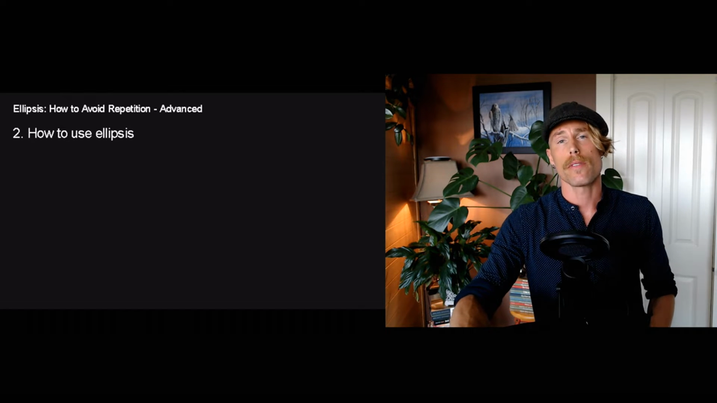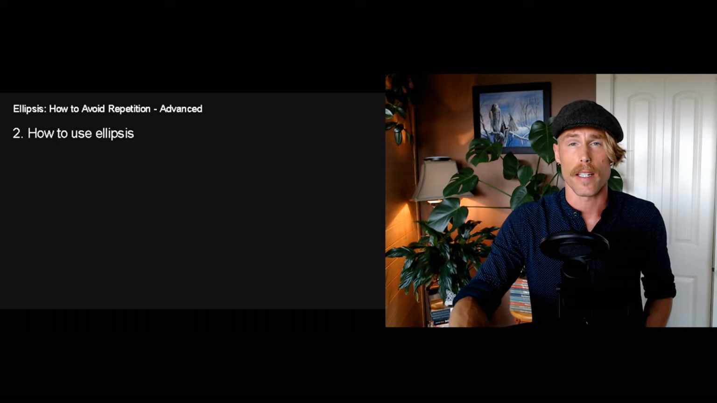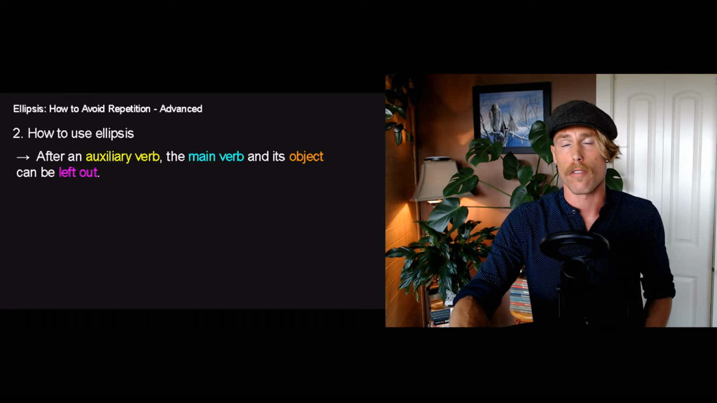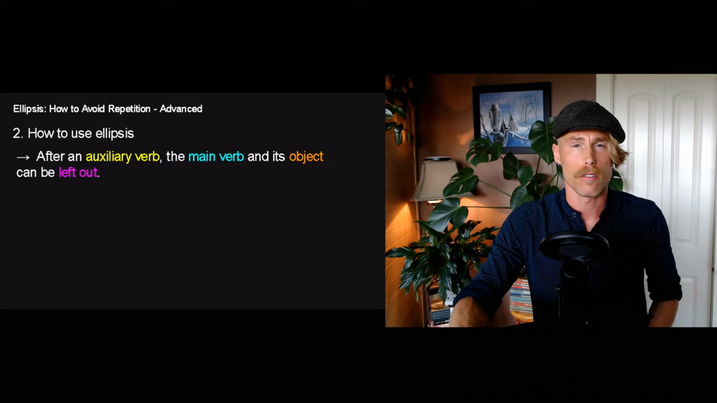Okay, how to use ellipsis. Let's go over some key ideas. So the first one is after an auxiliary verb, the main verb and its object can be omitted, can be left out. So for these examples, auxiliary verbs will be in yellow, main verbs will be in green, turquoise, and its object will be in orange, and the ellipsis will be in purple. All right, let's have a look.